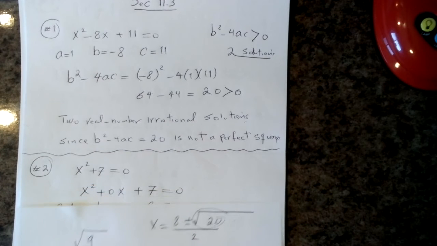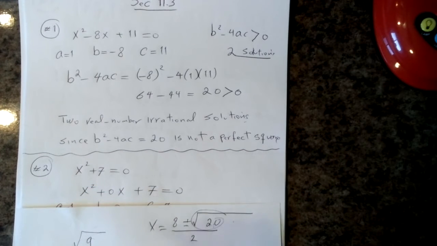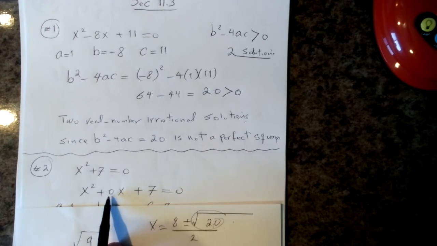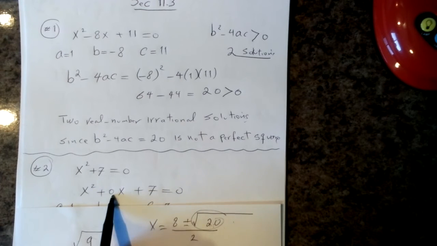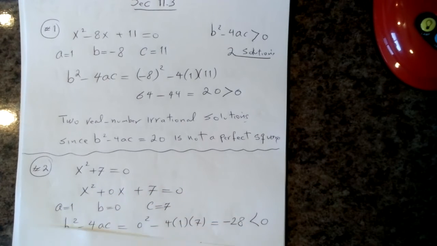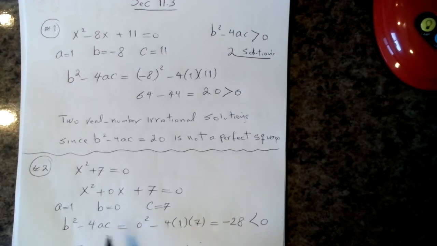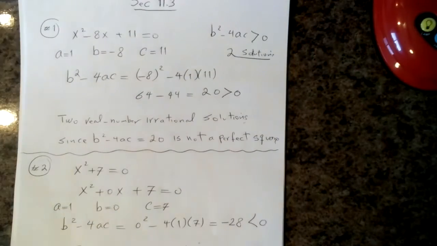Like this one. I wrote it like this so you understand. See, you can see that b is 0. If you write it like that, a is 1, b is 0, and c is 1. See, b squared minus 4ac is that, which is negative. When it's negative, what is it? Here, two imaginary numbers. If b squared minus 4ac is negative, you have two imaginary solutions.